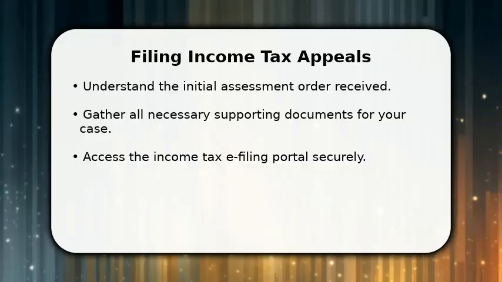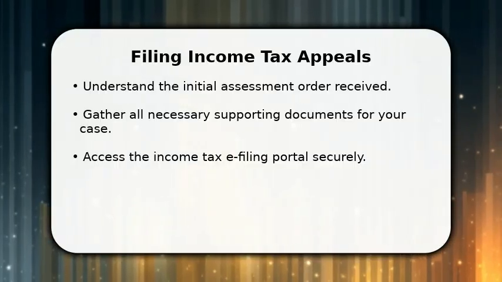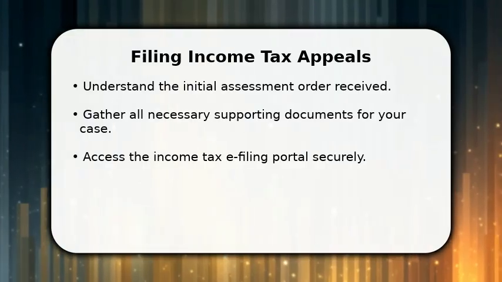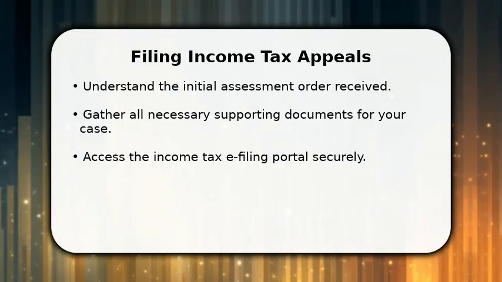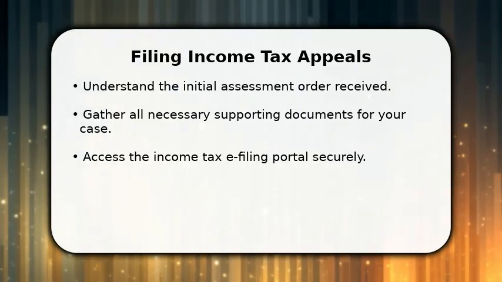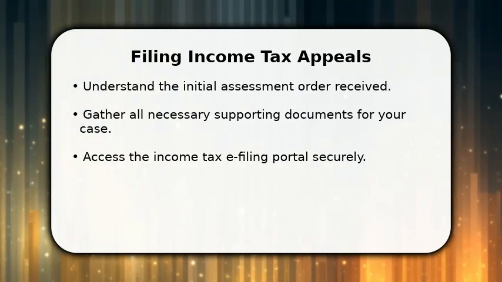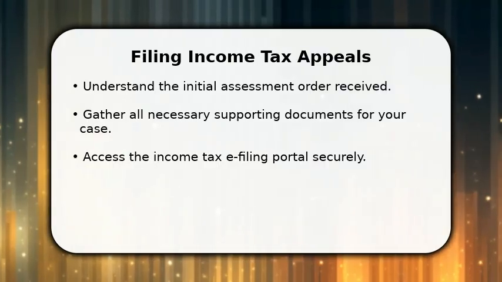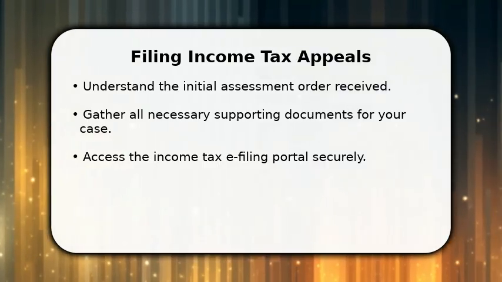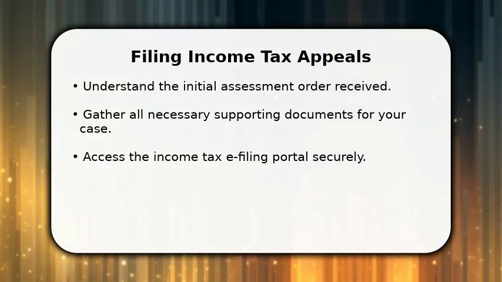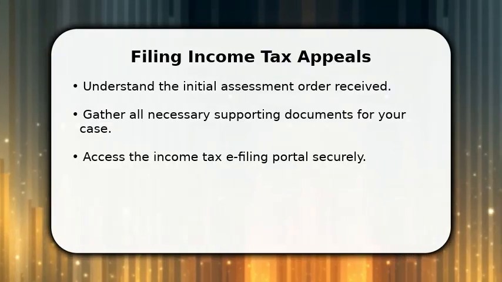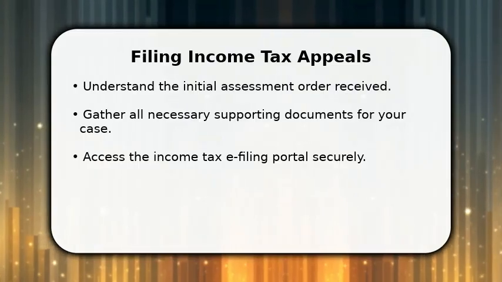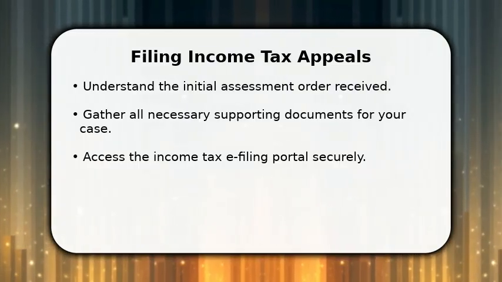Enjoy the video. In this video, I will explain how to file an appeal in the Income Tax Department online. First, ensure you have received the assessment order you wish to appeal. Next, gather all relevant documents, such as bank statements or investment proofs, to support your case. Then, log in to the official income tax e-filing portal and navigate to the e-appeal section to begin the process. This initial preparation is crucial for a smooth submission.